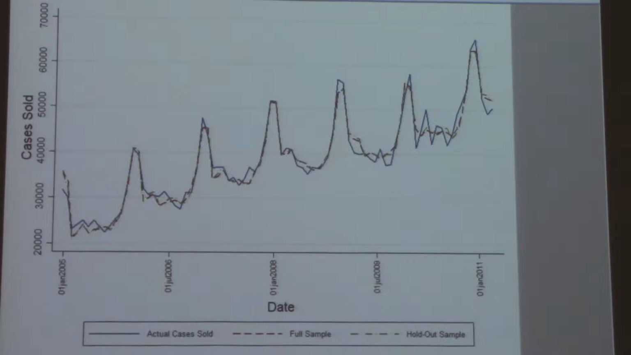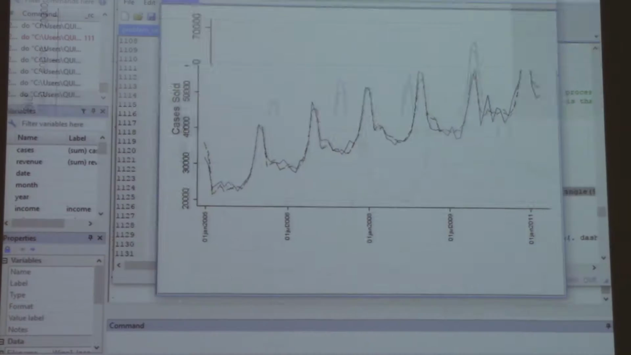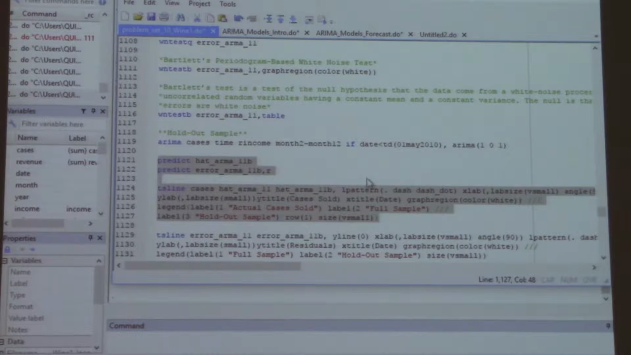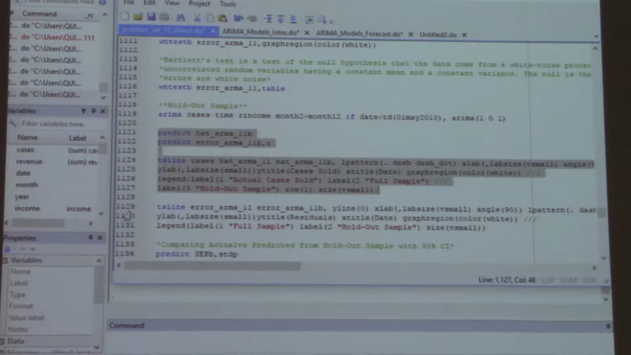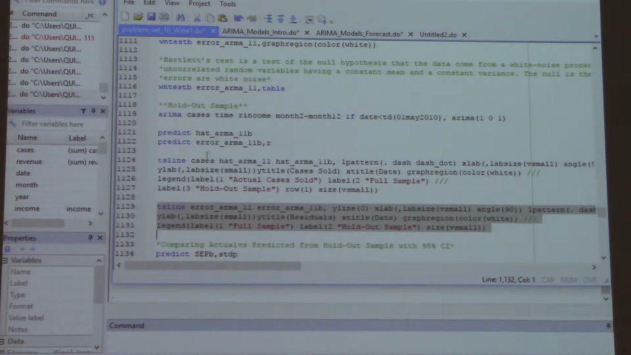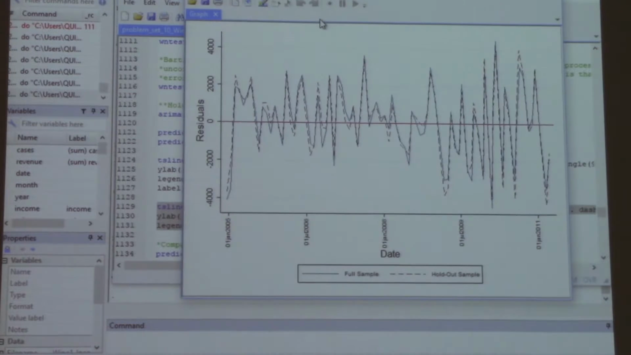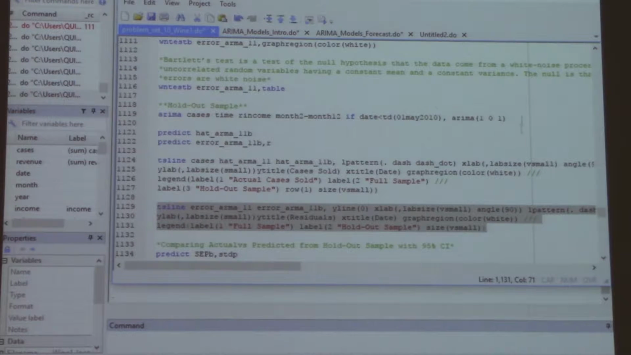And again, yeah, they should be roughly the same. The red and the, well, no, it's a little bit different, it's got less data, so it's not going to be exactly the same. Residuals from the full sample and holdout sample are pretty similar, so they're going to be similarly white noise.